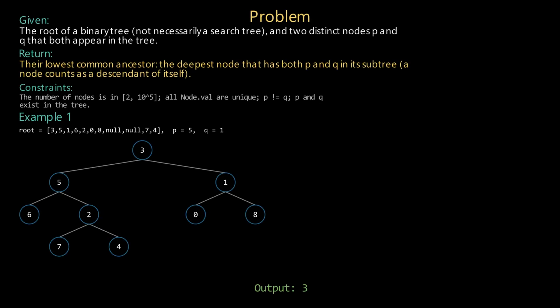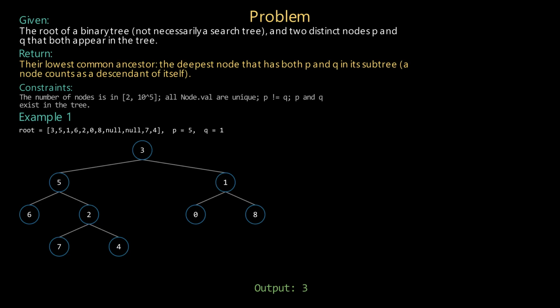Given the root of a binary tree, not necessarily a search tree, and two distinct nodes P and Q that both appear in the tree. Return their lowest common ancestor, meaning the deepest node that has both P and Q in its subtree, where a node counts as a descendant of itself.